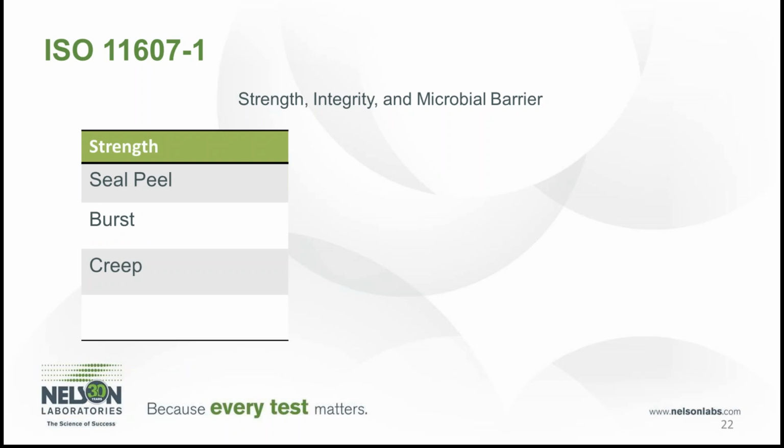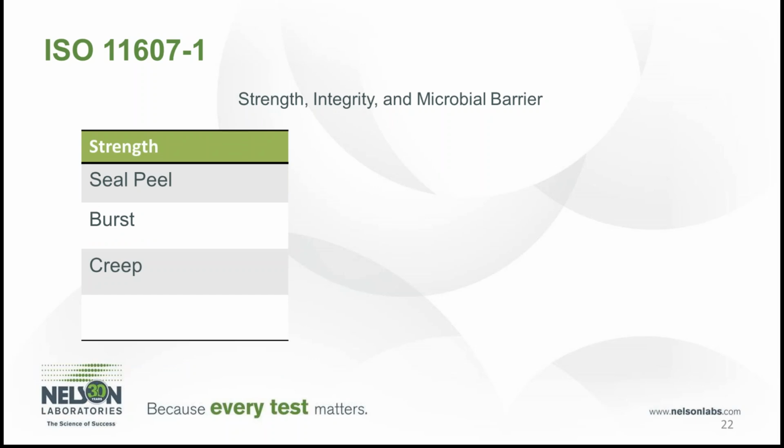For the strength category, we have 3 options: seal peel, burst, and creep. Seal peel looks at how much force is required to peel the seal apart. This value helps with making sure that you have a strong enough seal to maintain the sterile barrier, but not so strong that you lose your aseptic technique and ability to open it in an operating environment.